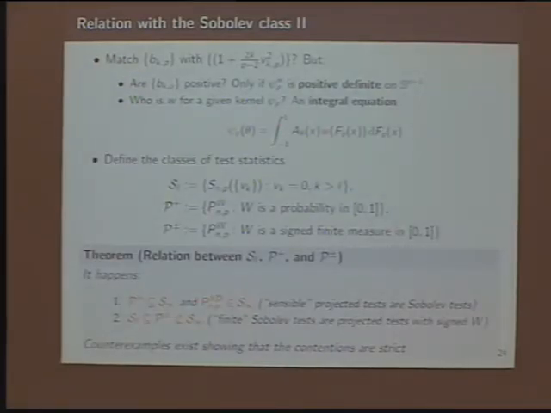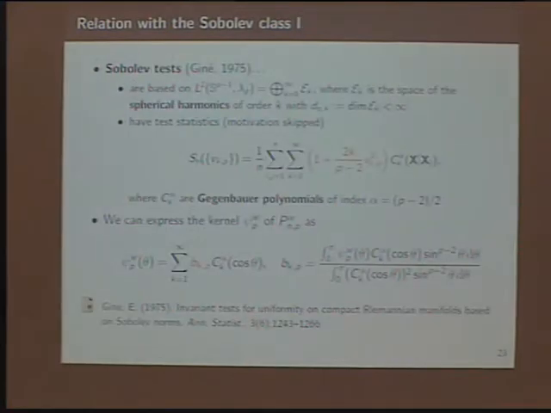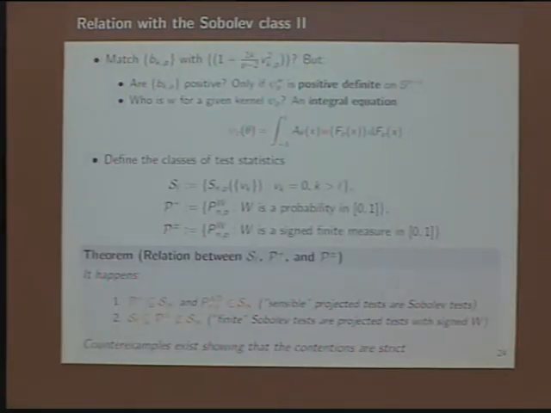Matching these two sets of coefficients is not so simple, because the ones for the Sobolev test are positive, whereas ours do not necessarily need to be. Actually, answering that question amounts to answering whether the kernel is positive definite on the hypersphere, which is a slightly tricky thing to do. And also, provided that we are able to do that, what will be the way to give me one kernel? That will be related to an inverse problem in which W will be the unknown of this integral equation.